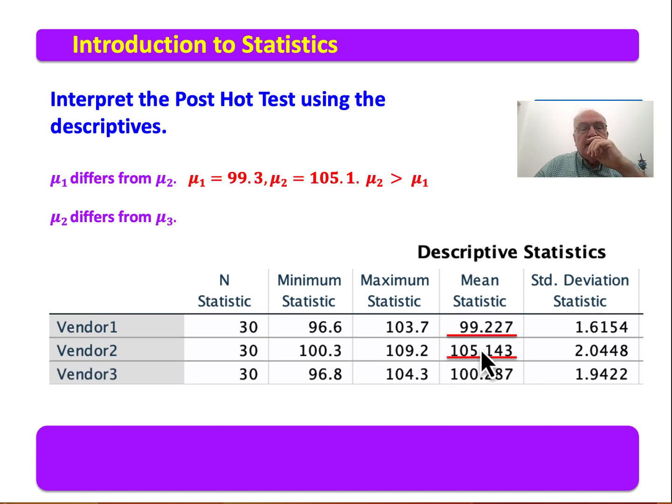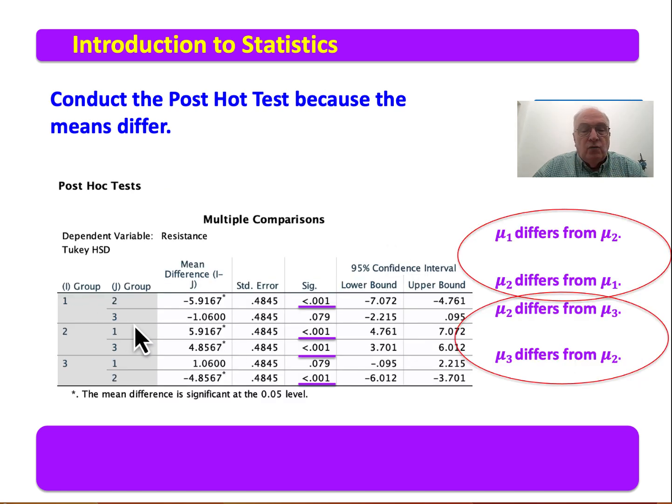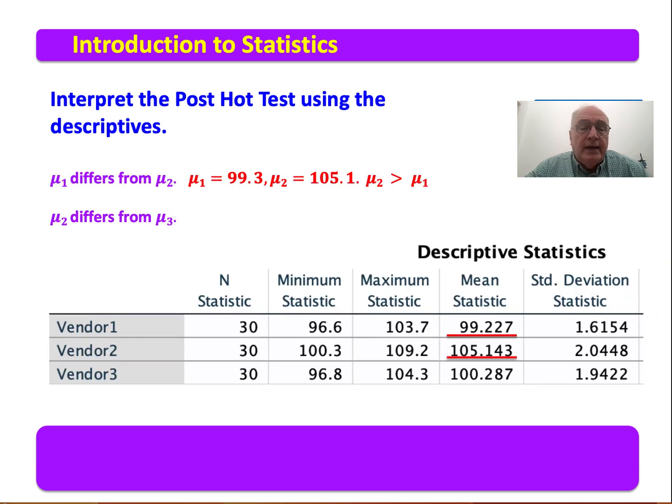So it's really easy to say, okay, mu 1 is 99.2, and mu 2 is 105.1. So if they differ, mu 2 is greater than mu 1. We know that. And we likewise know that mu 2 differs from mu 3, and mu 2 is 105.1 and mu 3 is 100.3. So we know that mu 2 is larger than mu 1 and mu 3. And of course, if we go back and we look at that, we see that mu 1 does not differ from mu 3. Mu 3 does not differ from mu 1. So the only differences we have are mu 1 and mu 2, and mu 2 is greater than mu 1, and mu 2 and mu 3, where mu 2 is greater than mu 3.